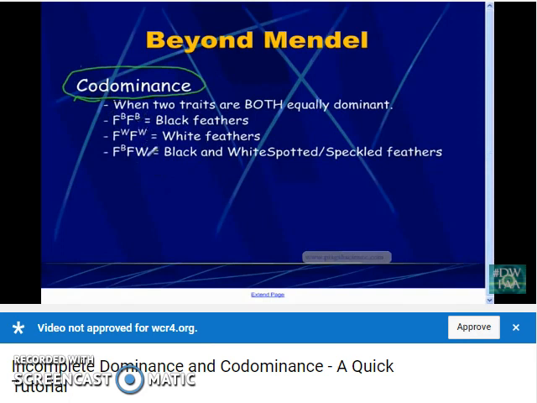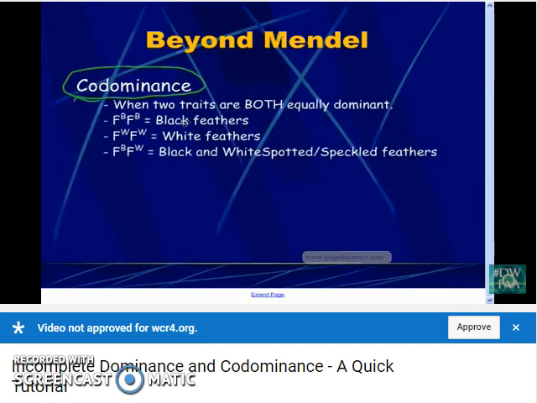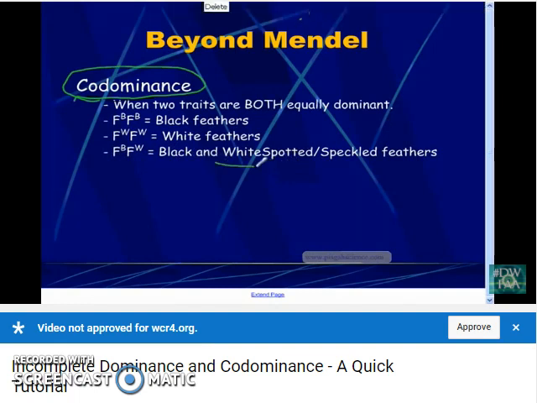So we're going to use a little bit different key here, but it works basically the same way. FB, FB are black feathers. FW, FW are white feathers. FB, FW are black and white spotted or speckled, which is kind of important. Spotted or speckled for the heterozygous. Now you're going to see this kind of format again when you get your blood type, because blood type is also codominant.